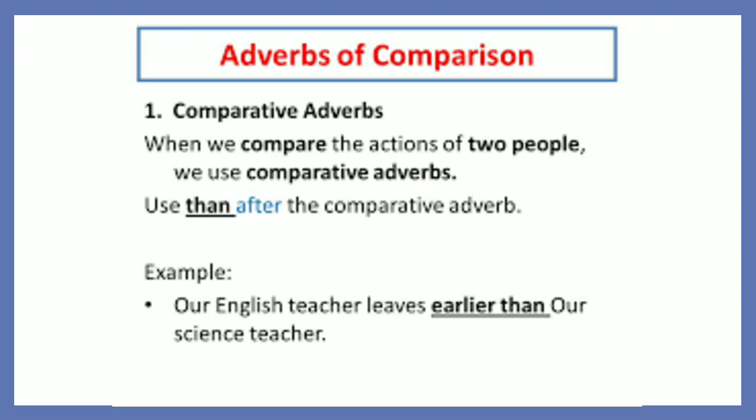When we compare the action of two people, we use a comparative adverb, and we use than after the comparative adverb. That means a comparative adverb is accompanied by the preposition than. For example, our English teacher leaves earlier than our science teacher.